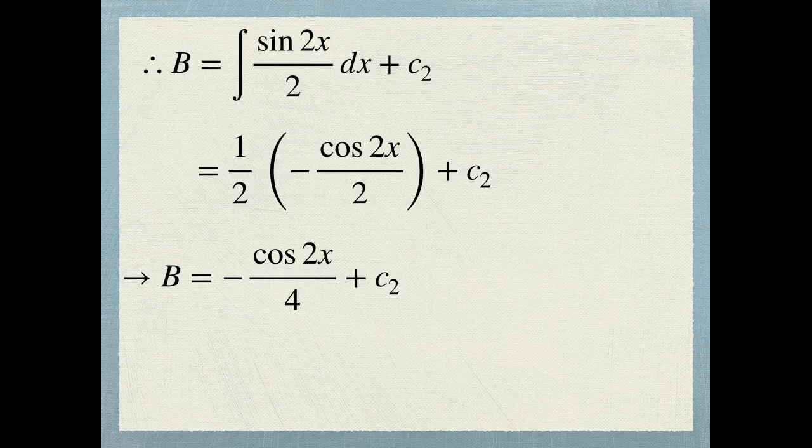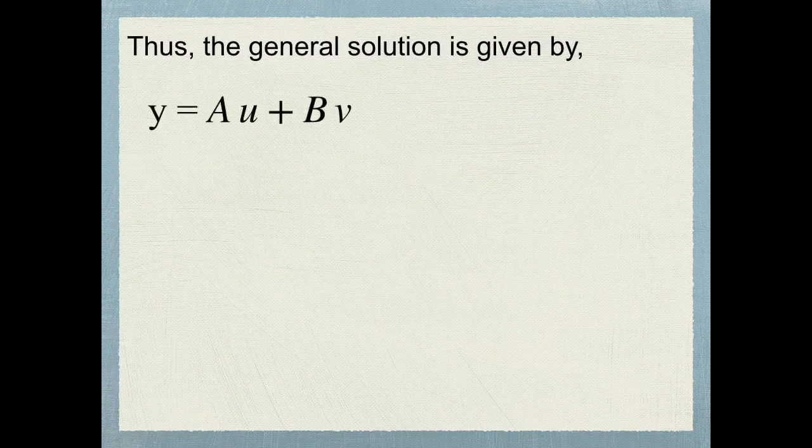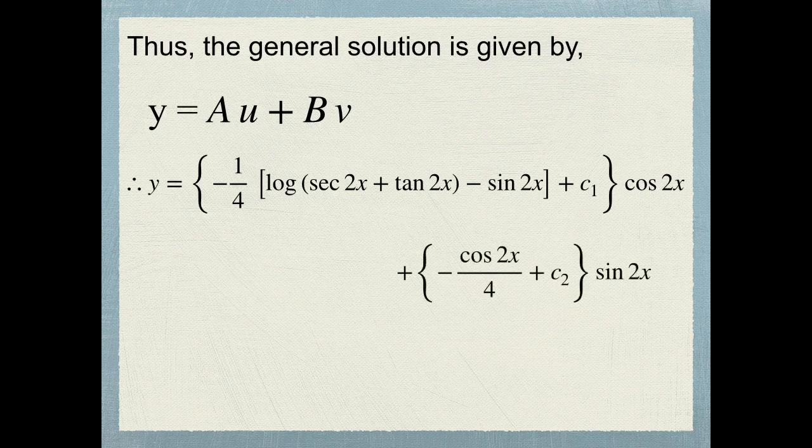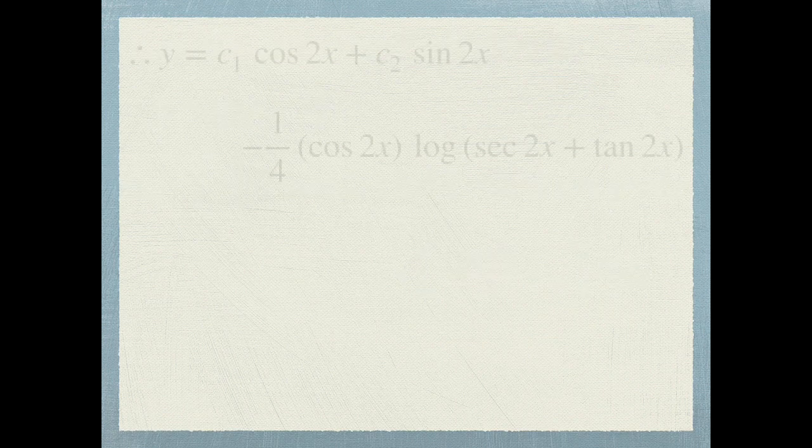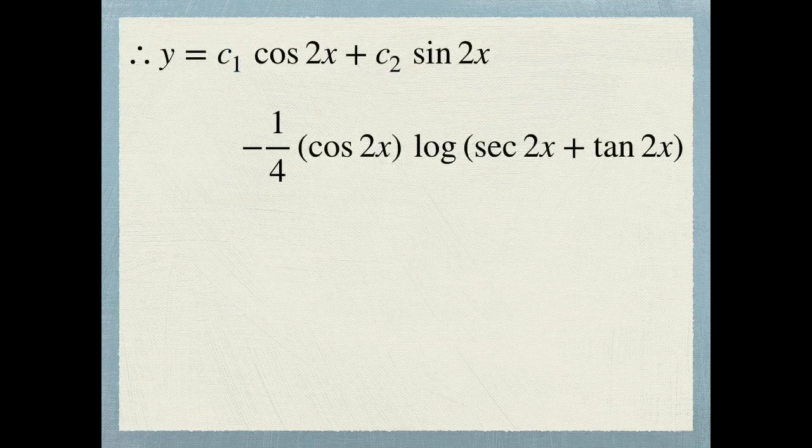And the general solution, as you are aware, au plus bv is the general solution. I will substitute the values of a and b. Now we will simplify it. I will leave the simplification as an exercise. After simplification, the general solution will be of the form c1 cos 2x plus c2 sin 2x minus 1 by 4 cos 2x plus log of secant 2x plus tan 2x.